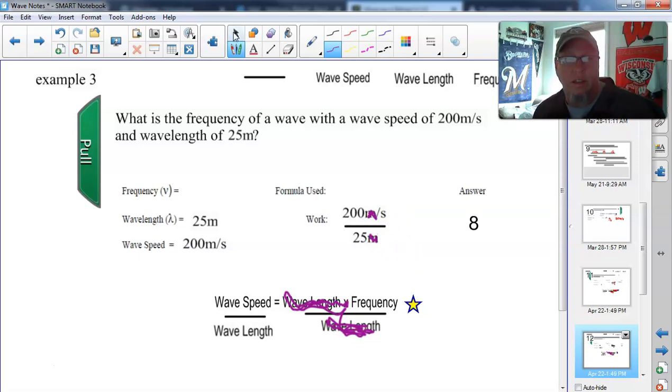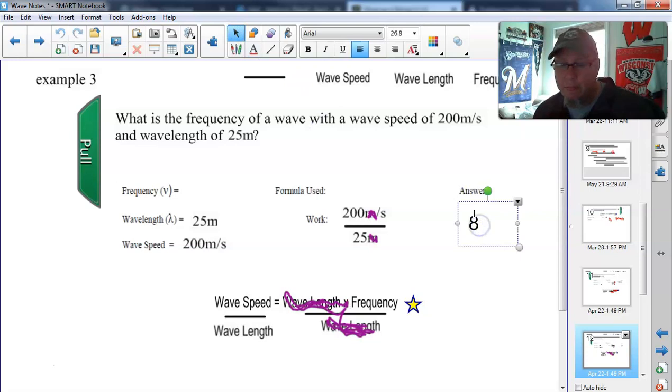Please don't write slash second for your answer. Technically, it's right. Technically, 8 slash seconds is right. But we're always going to write hertz for that. So don't write the slash second for a unit. Please turn it into hertz. That's how we talk about frequency. That's the unit for frequency. That's what we do. So take that slash second, turn that into hertz, and we should be good.